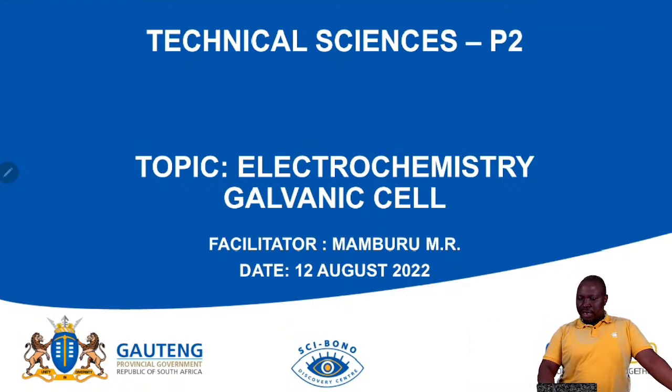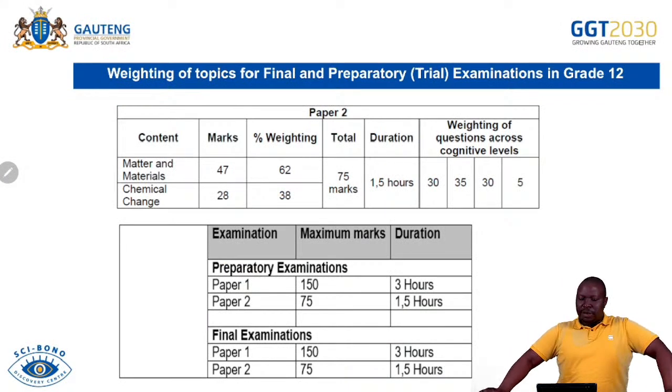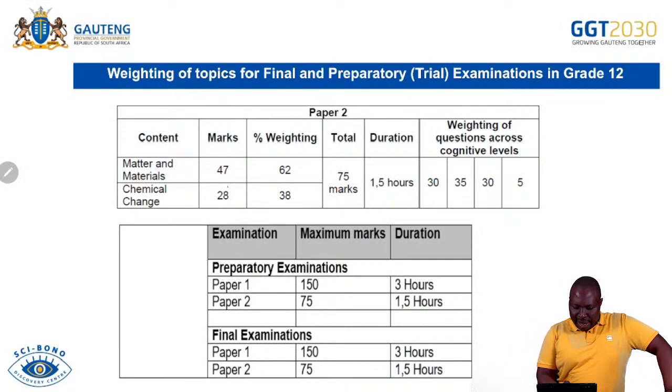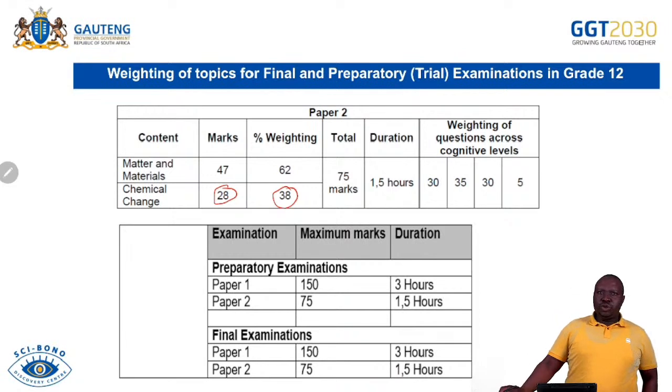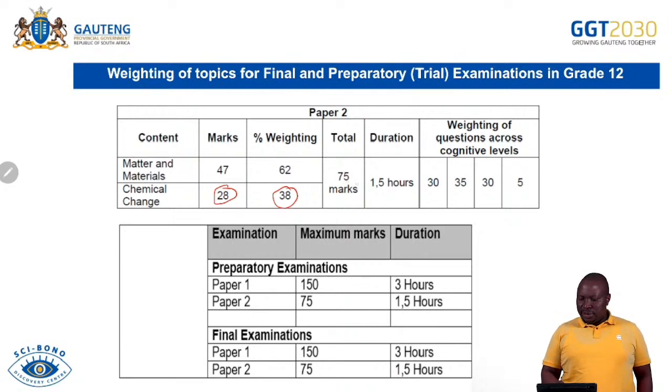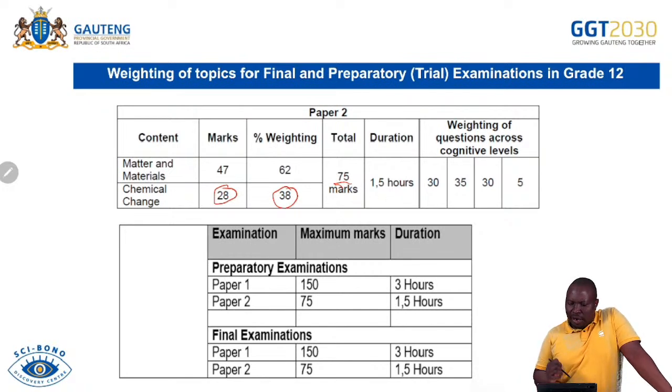Now, if you check the topic, it is under chemical change. See chemical change? As indicated there, we have 28 marks, which is 38% of paper 2. So you have to get that. Remember, paper 2 is 75 marks. For paper 2, you are writing for 1.5 hours, of which we have those levels.